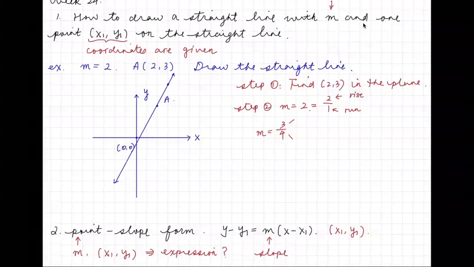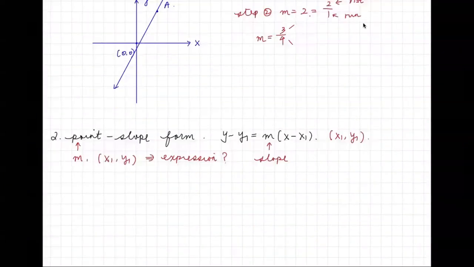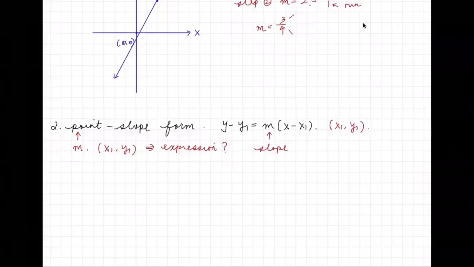The first thing, we're given the slope and we're given 1 point, and we need to draw the straight line, right? The second thing is we are given the slope, we're given the point. Now we need to find the expression of the straight line. Okay, so how do we do this?